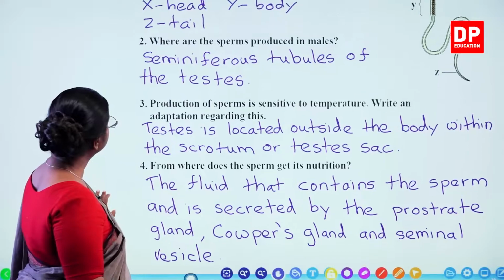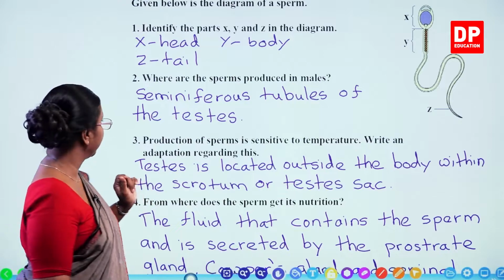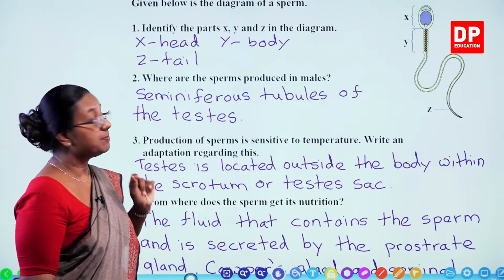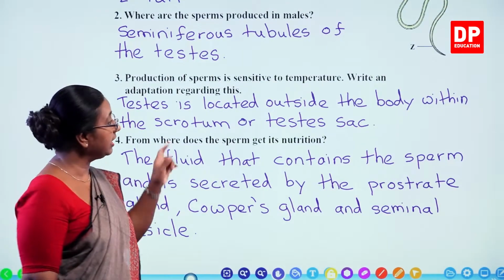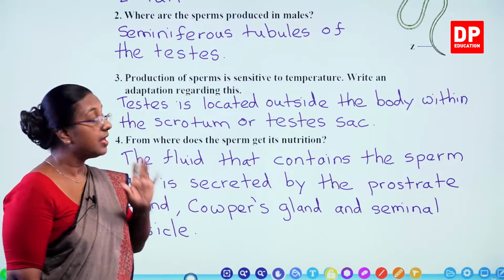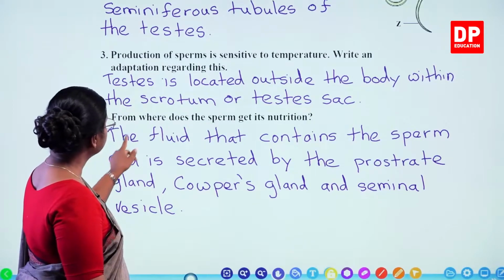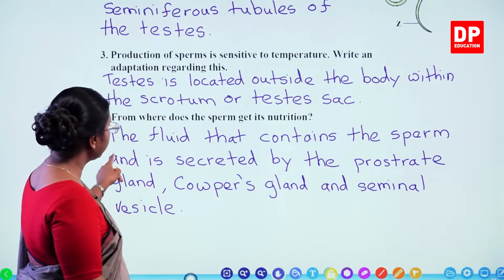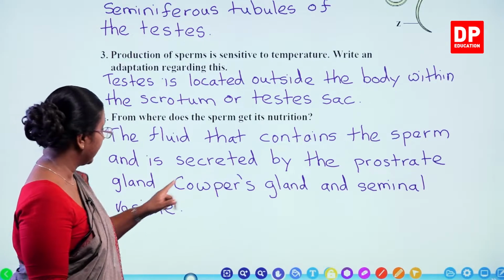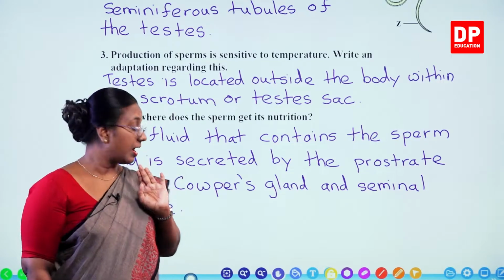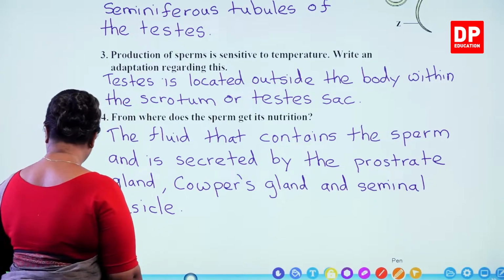So if we look at the questions, we identify the parts. X is head, Y is body, and Z is tail. Then the sperms are produced in the seminiferous tubules of the testes. And testis is located outside the body within the scrotum or testis sac because the production of sperm is sensitive to temperature. And finally, the sperm gets its nutrition from the fluid that contains the sperm and is secreted by the prostate gland, Cowper's gland, and seminal vesicle. So I am sure students you would have answered all these questions correctly. With that, we'll move on to the next one.